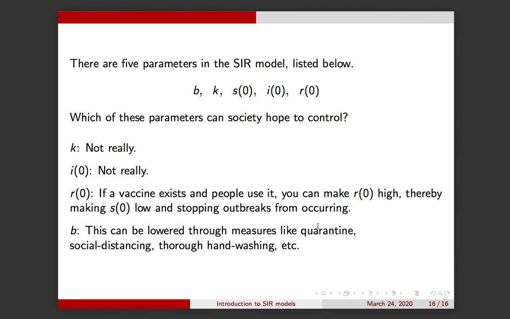So, okay, if you're a public health official, there are two avenues for you to try to control these models. You can create a vaccine and get people to use it. That would control this parameter. You can also try to get people to wash their hands and stay in their houses. That controls this parameter.